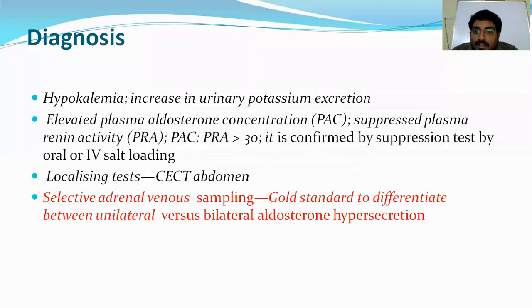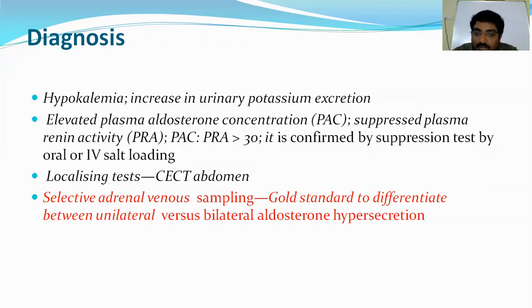Hypokalemia increases the urinary potassium excretion, and PAC, the plasma aldosterone concentration, is elevated with suppressed plasma renin activity, confirmed by the saline suppression test, oral or IV saline. The gold standard to differentiate unilateral versus bilateral aldosterone is selective adrenal venous sampling. Selective adrenal venous sampling is the gold standard test.